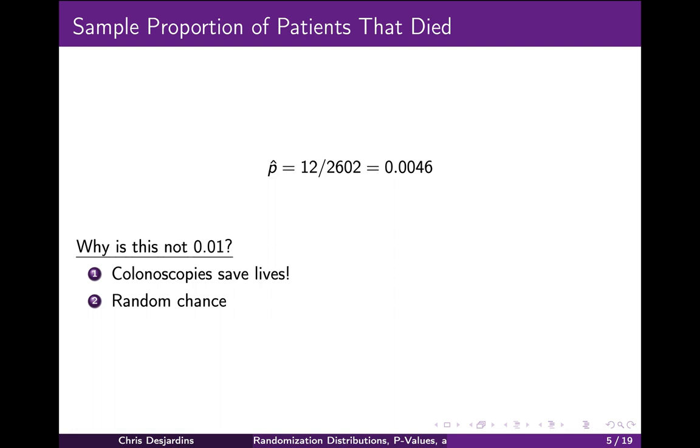First, colonoscopies do in fact save lives by removing precancerous colon polyps, so the proportion that died of colon cancer after having these procedures is less than 0.01. Second, colonoscopies do not save lives, and just by random chance, our sample proportion is not 0.01. How can we rule out random chance, or at least quantify it?